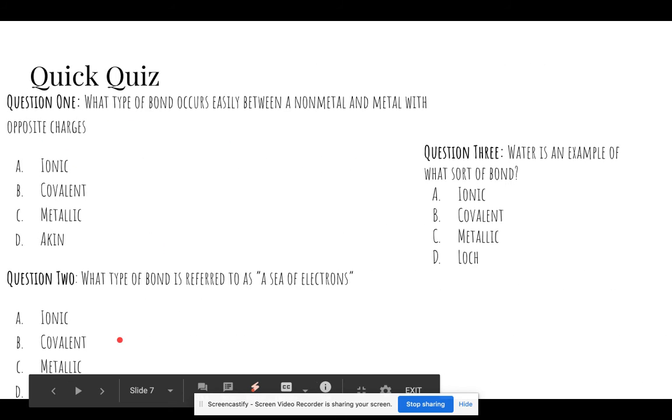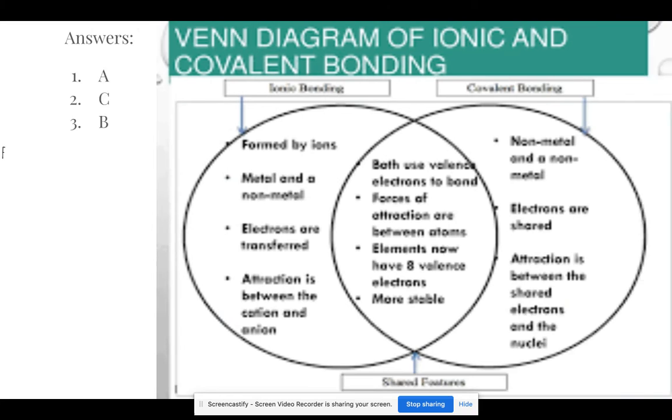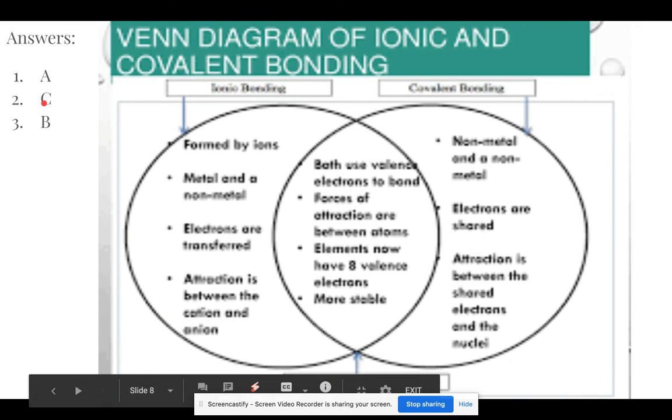Next up, I have a little quiz for you guys. Pause the video and take the quiz, and I will go over the answers in the next slide. So here are the answers, A, C, B.